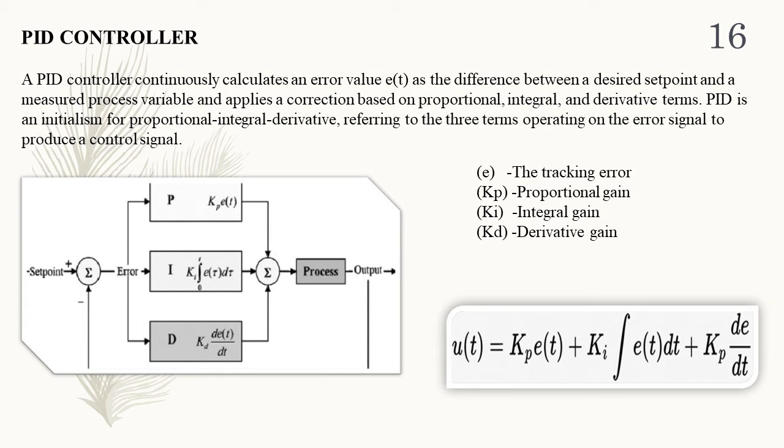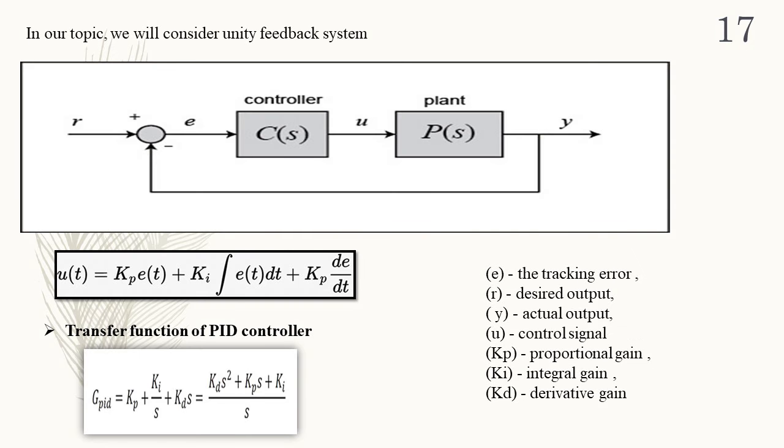A PID controller continuously calculates the error value, that is the difference between the desired set point and measured process variable, and it applies a correction based on proportional, integral and derivative terms. So Kp is the proportional gain, Ki is the integral gain, and Kd is the derivative gain. So P, I and D are the corrections given by PID controls, and in the equation in the next slide, you can see the input to the plant is U, and the equation is given here, U of t, and also the transfer function of the PID control is given below.